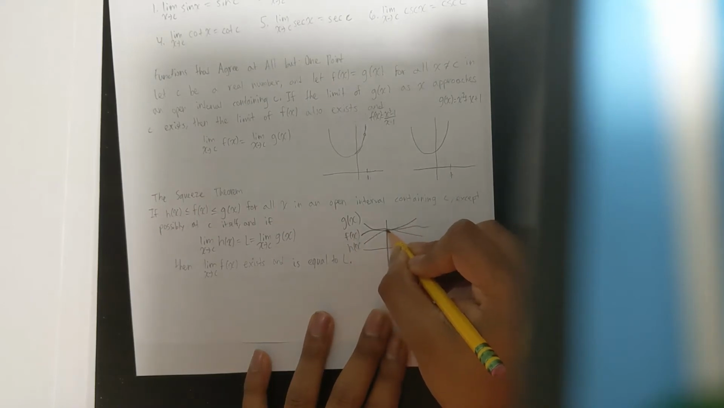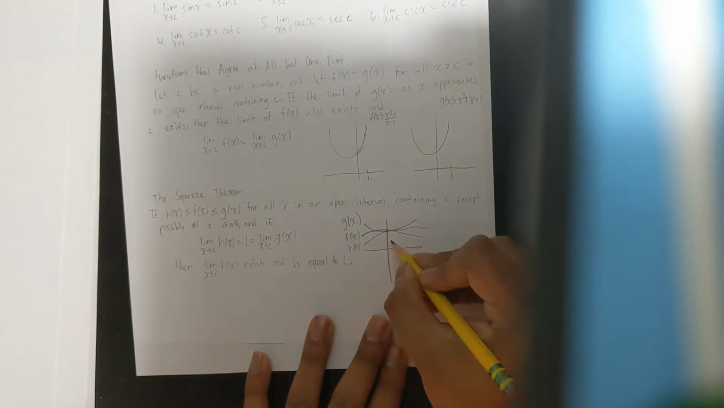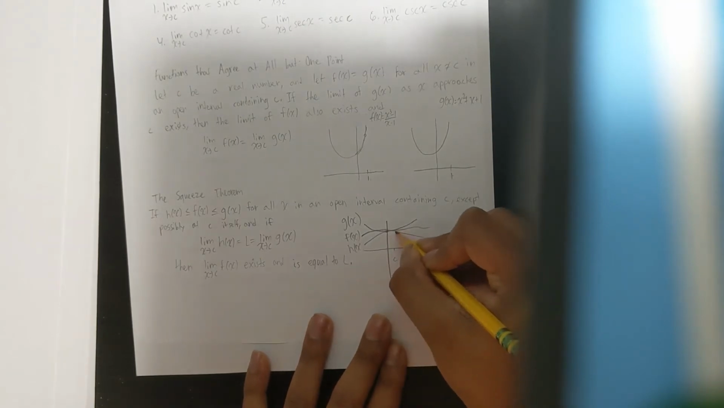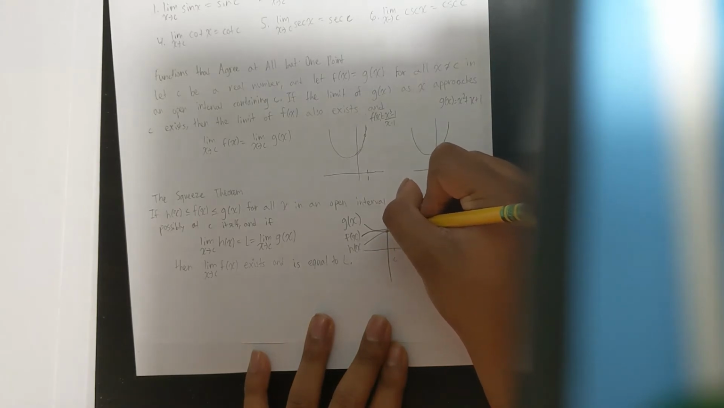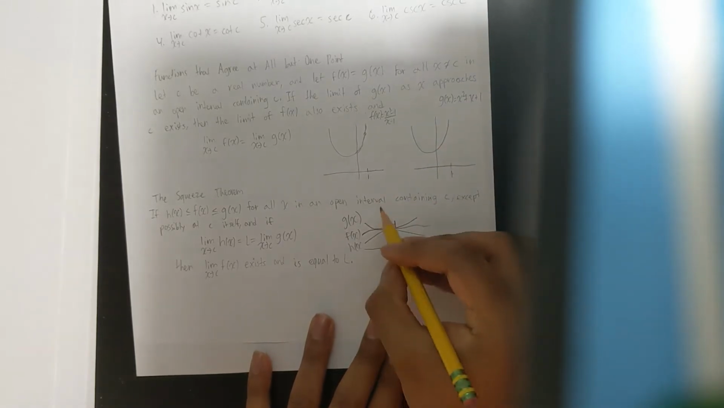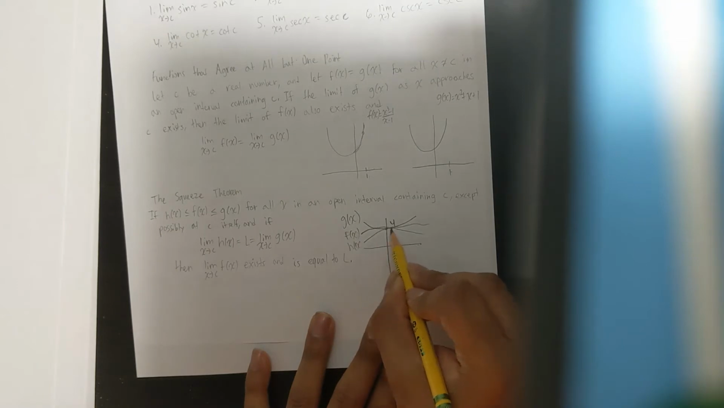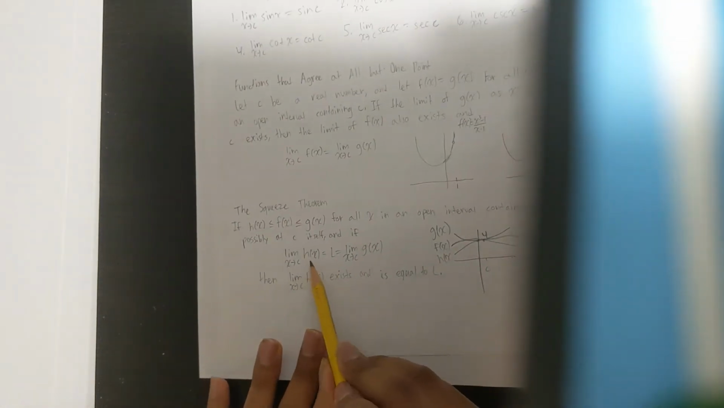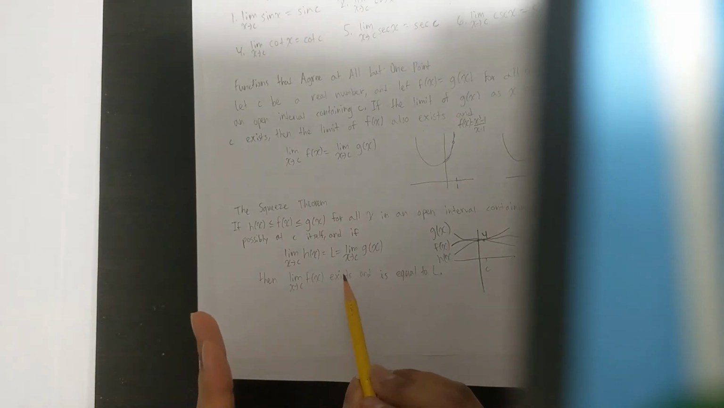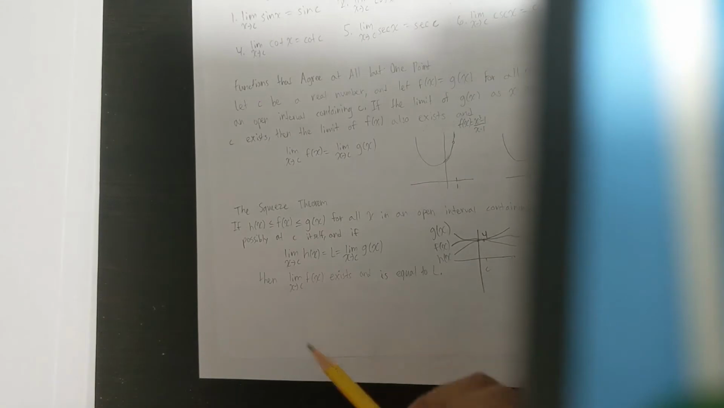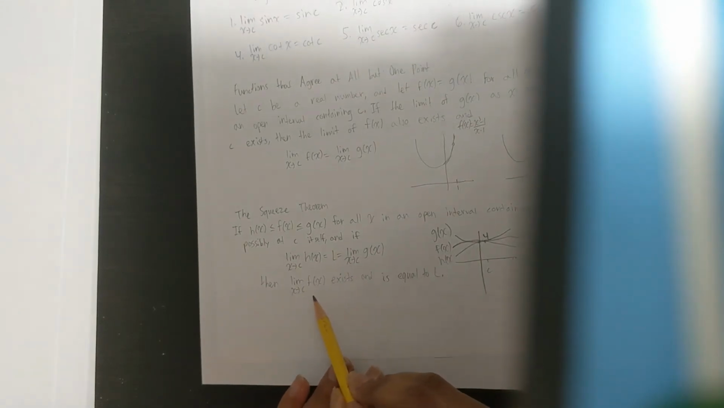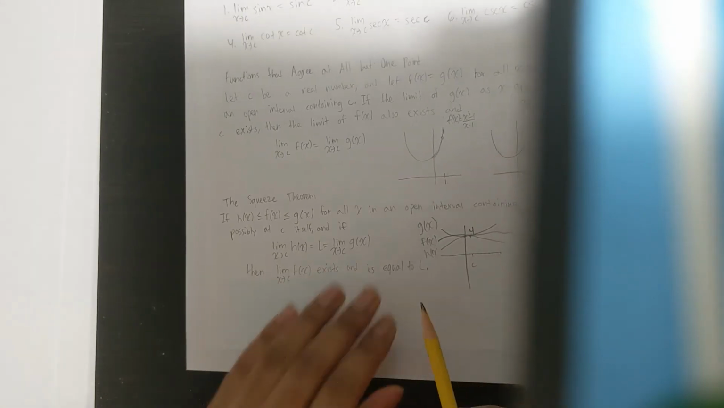Now, they all approach this value. Let's say this is c, and this value is 4. If this approaches 4, then the middle one has to approach 4, right? So it's basically saying if the outer bounds, the function that's larger and the function that's lower, both approach a value L, then the function inside also approaches L.